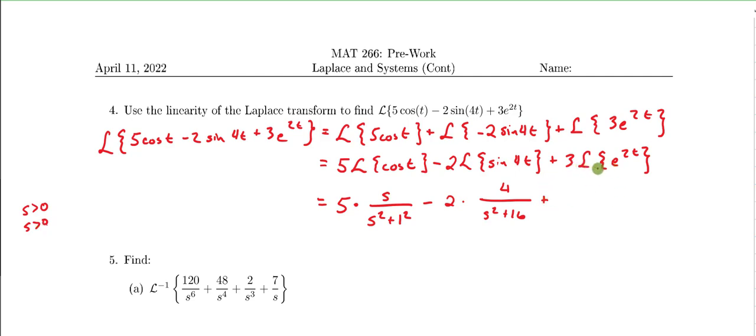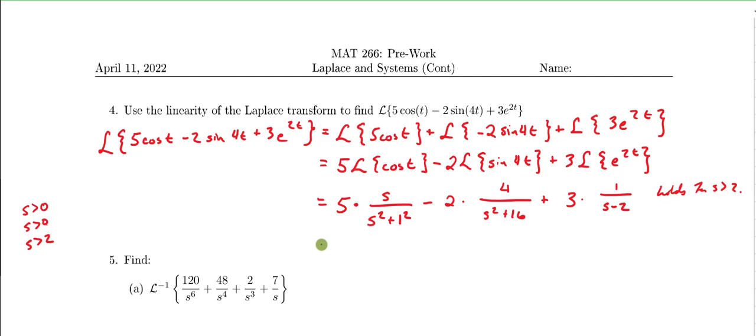Finally, the Laplace transform of e to the 2t we have is 1 over s minus 2, and this requires that s be greater than 2. And so all of this holds for s greater than 2. We'll have convergence of these integrals.